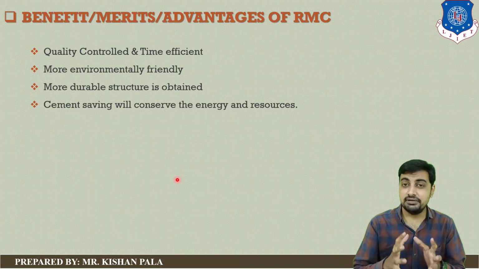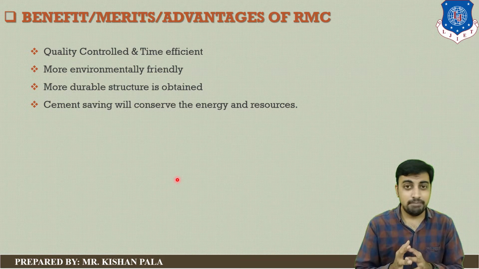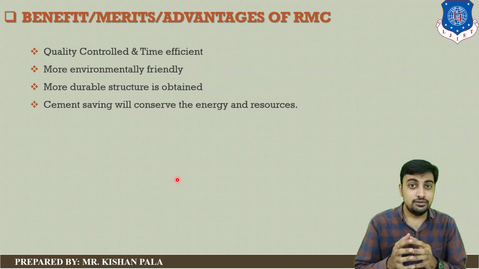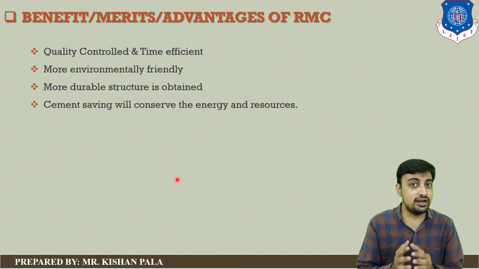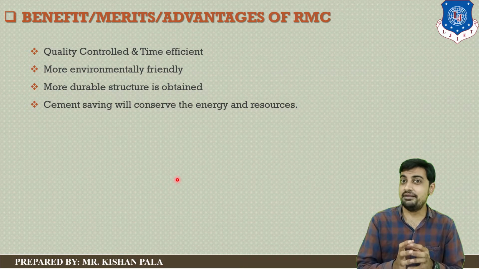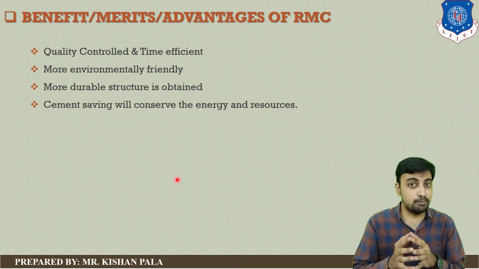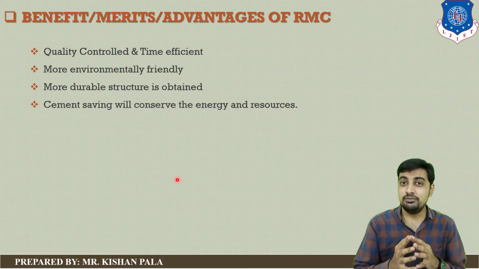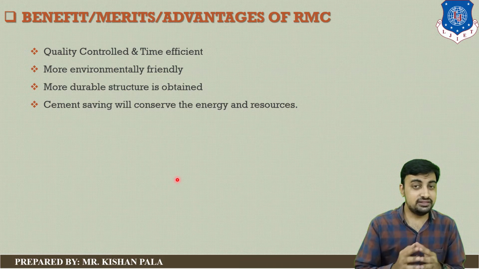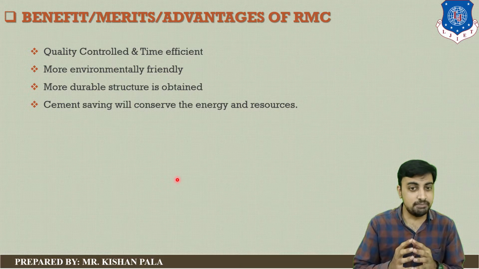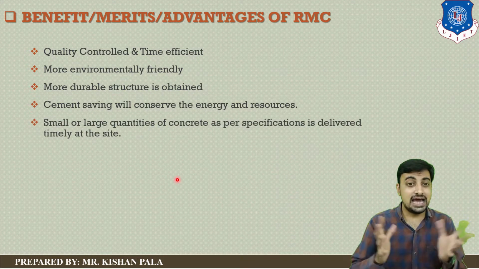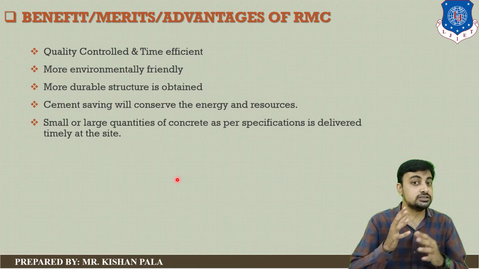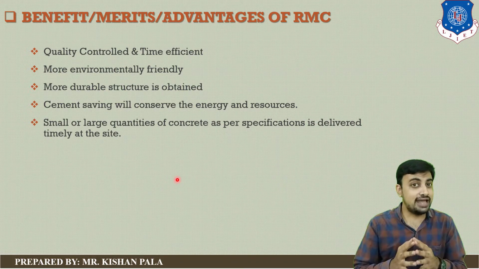We conserve energy and resources, because with quality control you can effectively use the particular grade of concrete mass, and you can decrease the consumption of cement. In that case there is a possibility of saving cement material, and with this decreased consumption of cement there is a saving of energy and resources. Next one is that a small or large quantity of concrete as per the specification is delivered on time at your site.